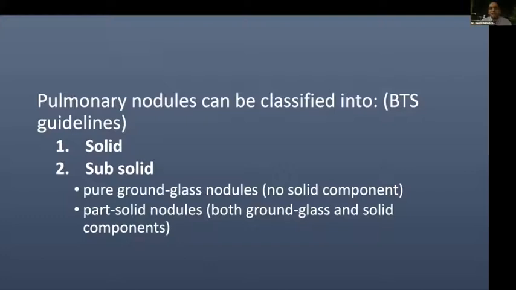So when you see a pulmonary nodule, you can actually classify it. The BTS guidelines classify it in two main areas. The first one is a solid nodule, and another one is a subsolid nodule. And a subsolid nodule is then divided into either a pure GGO or pure ground glass nodule, where it doesn't have any solid component in it, or a part solid nodule, where you have both the ground glass and the solid component.